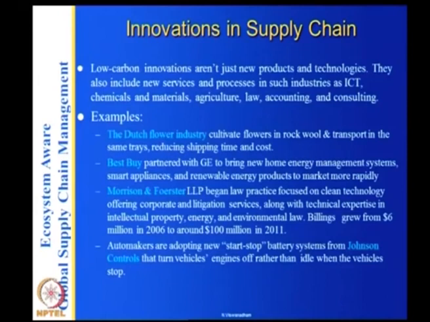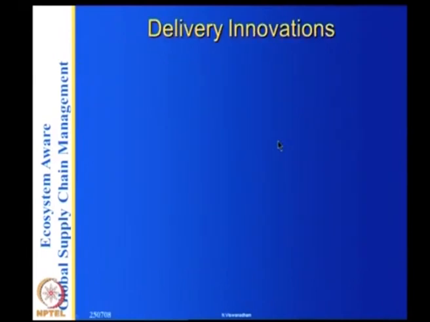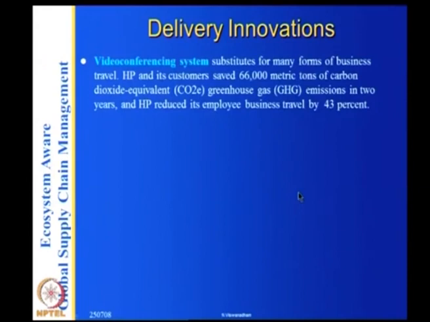So, there are various ways in which you can have innovations in energy. It need not be in the supply chain. It can be in usage. This is an innovation while the usage is going on. This is innovation in case of a dispute. This is innovation for marketing. And this is innovation for easy transport. And there are all other delivery innovations. For example, the video conferencing system, we talked about this. It substitutes many forms of business travel.